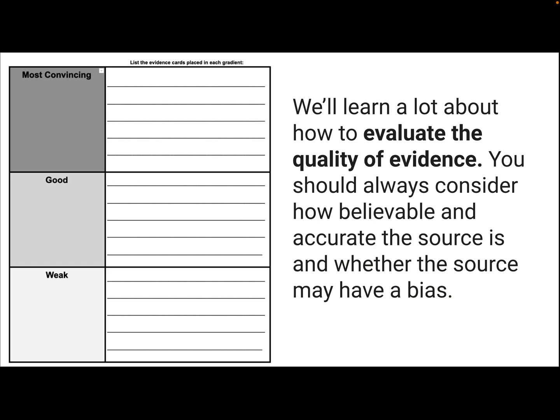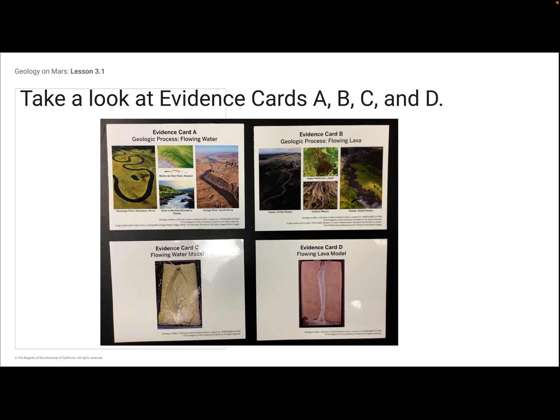One thing we have to do is always remember to consider how believable and accurate the source is, and whether the source may have been biased. Just like in language arts or in social studies or really any class, if you're going to use a source, it has to be a good, reliable source. We've gotten all of our evidence from NASA, and so obviously NASA is a good, reliable source. They are not biased, and so we're okay. So let's go ahead and look at those evidence cards.